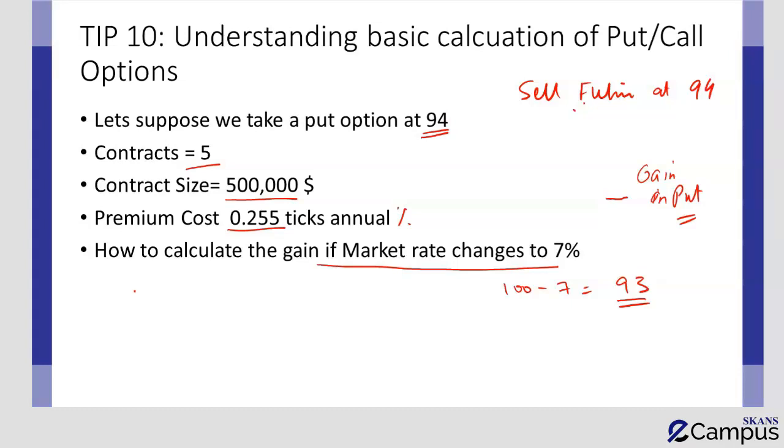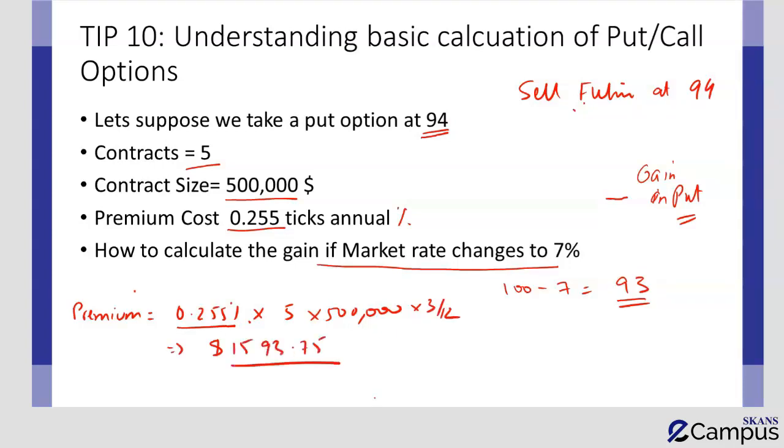So how do you calculate the premium of this put option? For that, you write premium. First of all, you write 0.255% ticks into the number of contracts, which is 5, into $500,000. This is how you calculate the premium cost. Since this is an annual percentage and our contract is, let's suppose, for 3 months, we multiply by 3 by 12. So I will get a value of $1593.75. This is the cost that I have to pay.